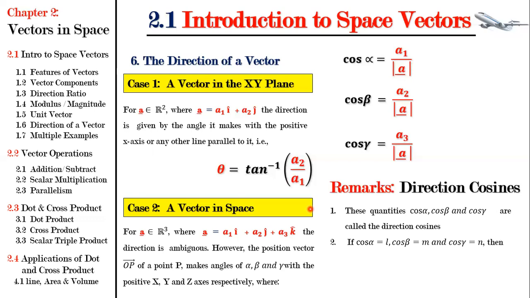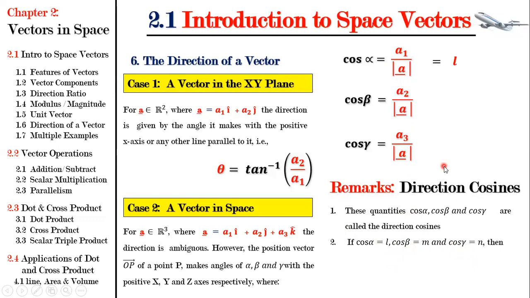So these quantities, cos alpha, cos beta, and cos gamma, are called the direction cosines. Direction cosines are different from direction ratios. A direction ratio is just a ratio of the components, while direction cosines are almost the same as that ratio, but each of those components is now divided by the modulus of the vector. You can see here, this is A1 over the modulus, A2 over the modulus, A3 over the modulus. So if we letter these L, M, and N respectively, then we'll see that cos squared alpha plus cos squared beta plus cos squared gamma should be equal to 1.